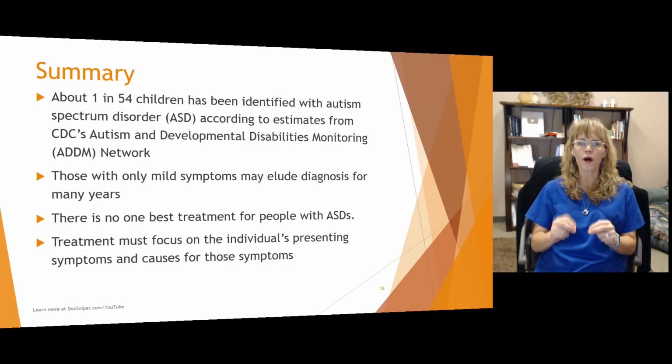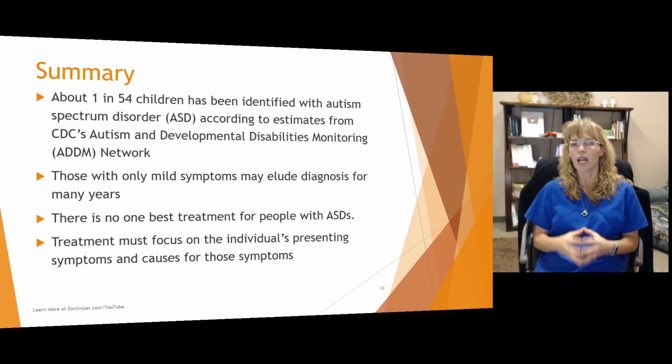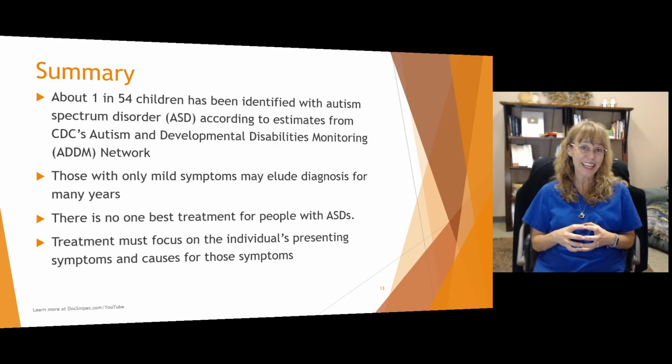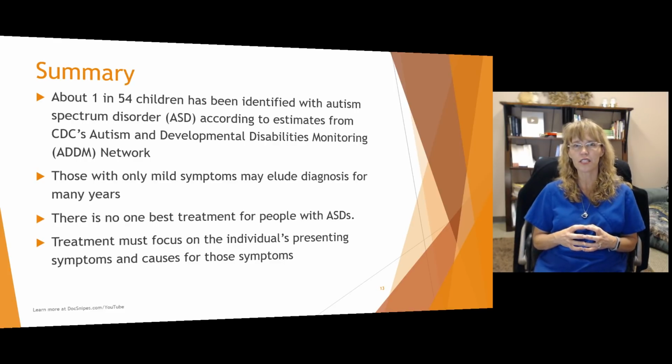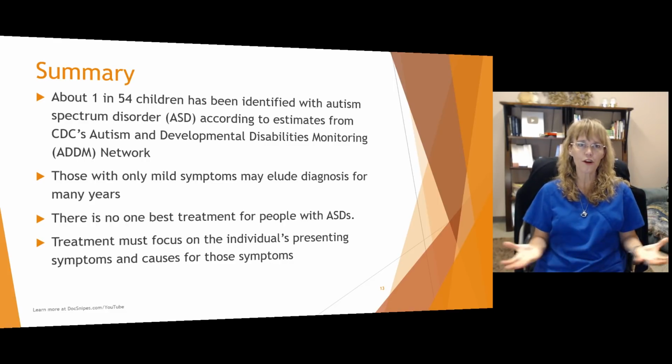There is no one best treatment for people with autism spectrum disorders. And it's really important that we wrap our heads around that. Not every person is going to have the same symptoms, the same presentation, or respond to the same interventions. Treatment must focus on the individual's presenting symptoms and the causes for those symptoms, and providing support to their caregivers and the people that are in their daily life.